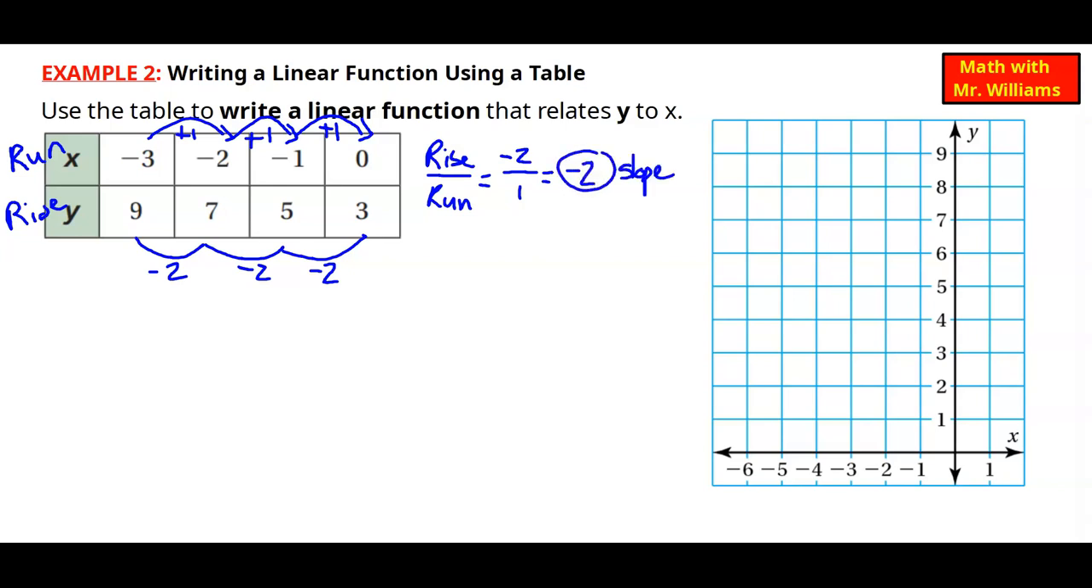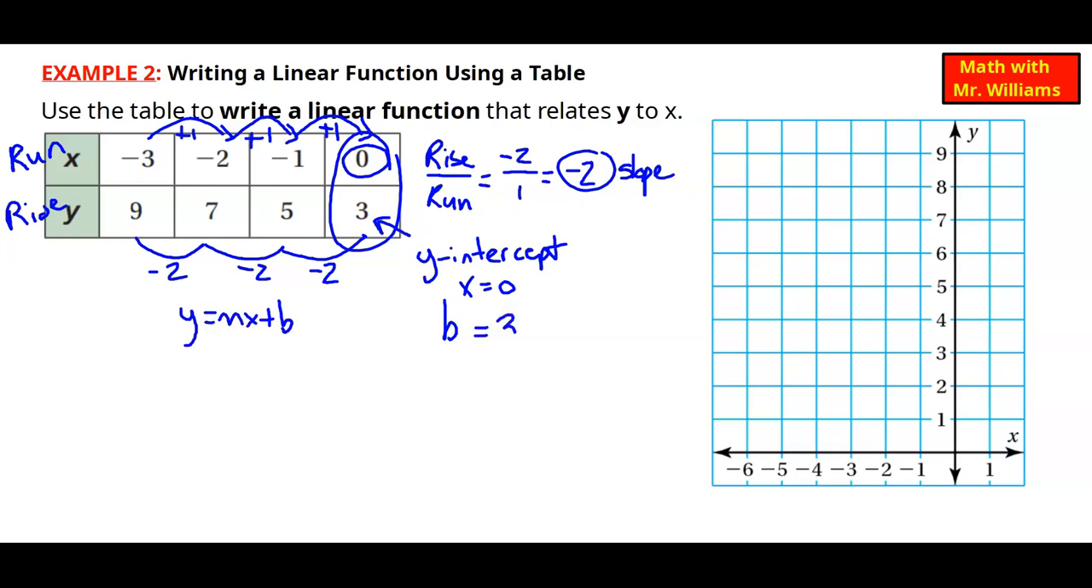Now to find the y-intercept, remember we're looking for where x equals 0, and lo and behold, we did find that. It is right here. Our y-intercept will be whatever the y value is. So in this case, we have b in our y equals mx plus b being +3. If we substitute all our numbers in, we have y equals -2x plus 3. Now let's go ahead and graph it.